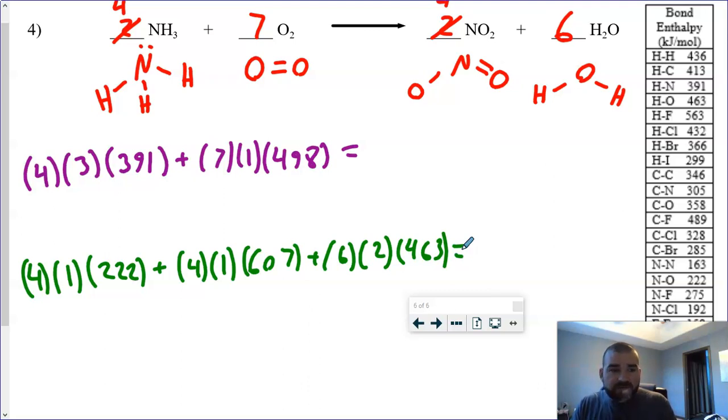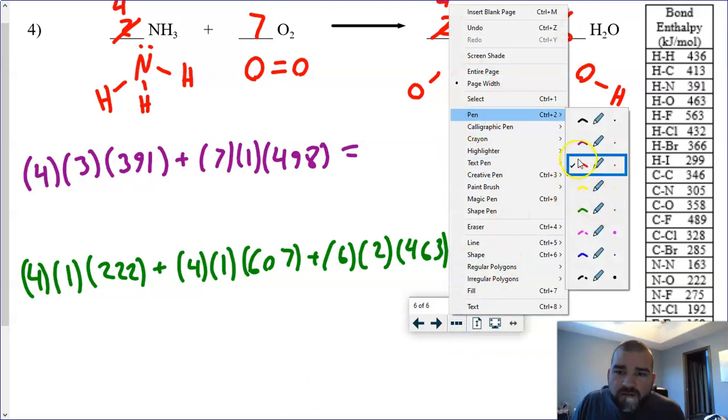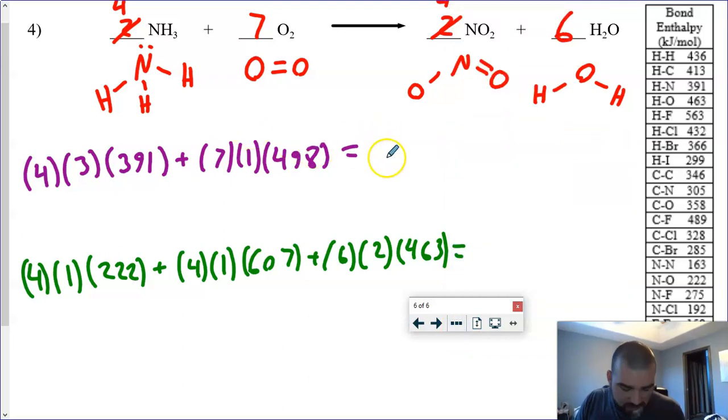4 times 3 times 391 plus 7 times 498 for a grand total of quite a bit. I'm getting 8178. Oh, didn't switch color for me.